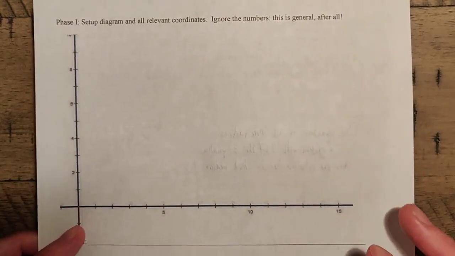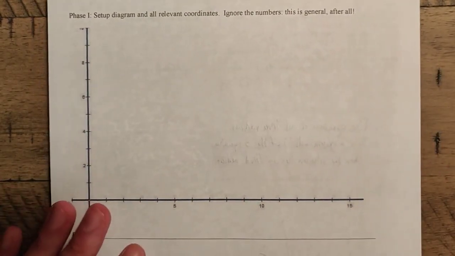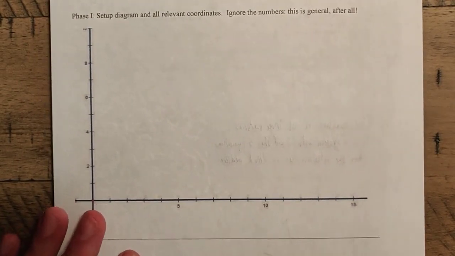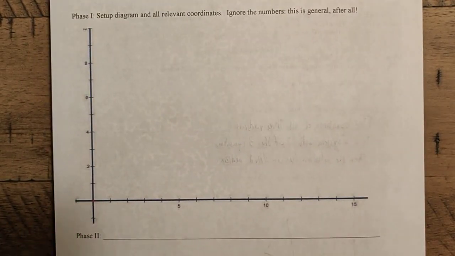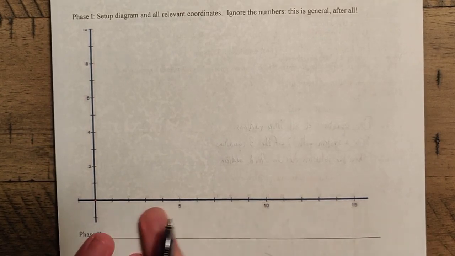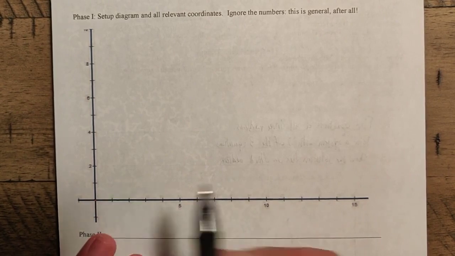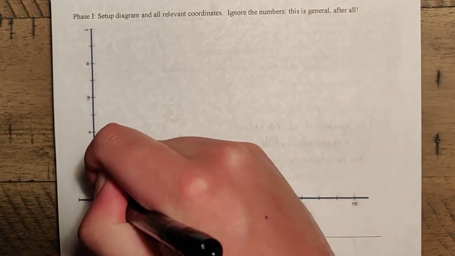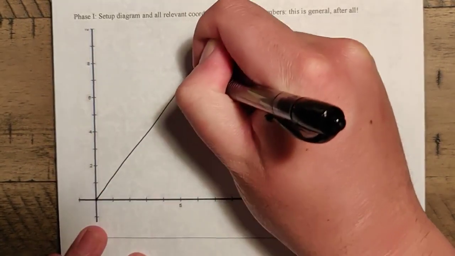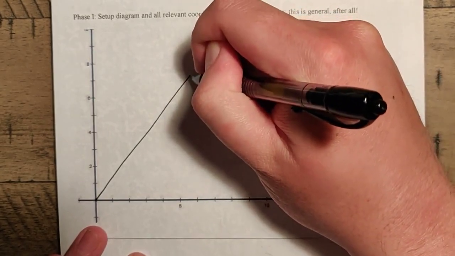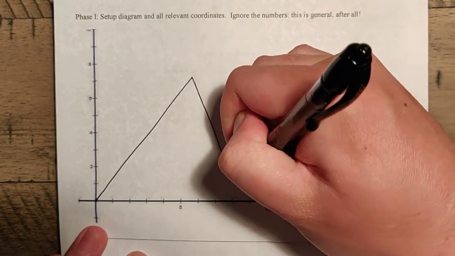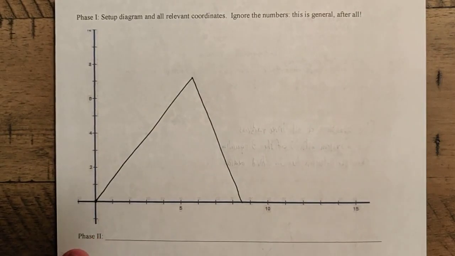Phase 1. We're going to set up the diagram and all relevant coordinates. Considering what we did in the previous lesson, it makes sense for us to set this up to make as many things 0 as possible. So we're going to try to draw a triangle so that one side lies along the x-axis and also one of the vertices is at 0, 0. So we're just going to draw some random triangle like this. It doesn't really matter what kind of triangle you draw. We're just going to try to make this as general as possible.